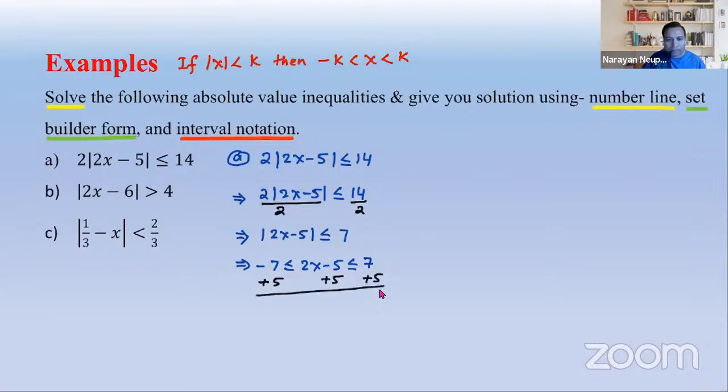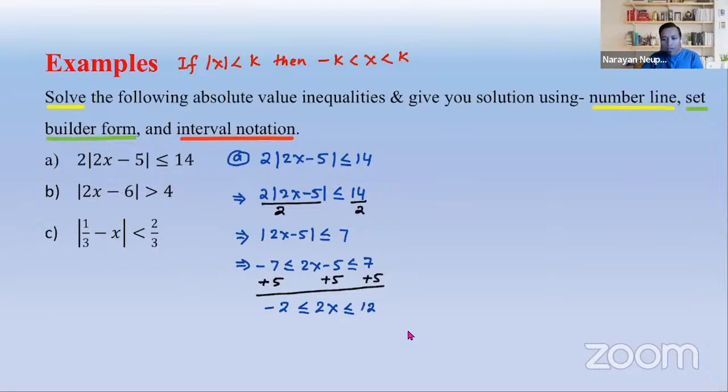Like that. And if you add 5, you can see on the left, it is 5 minus 7, which is a negative 2. Negative 2 is less than or equal to, here in the middle, negative 5 and positive 5 cancel, the sum will be 0. So we just have 2x in the middle. And then less than or equal to 7 plus 5, which is 12.